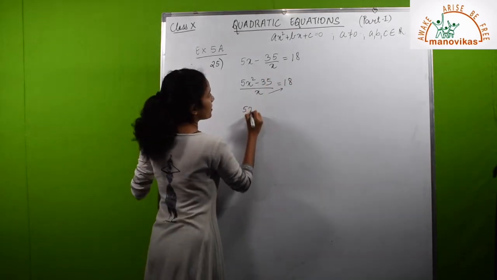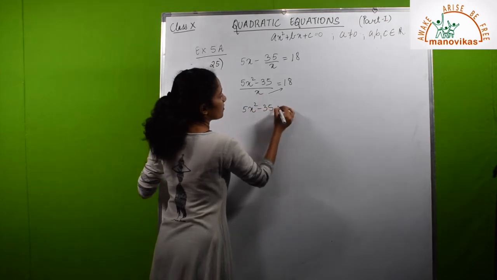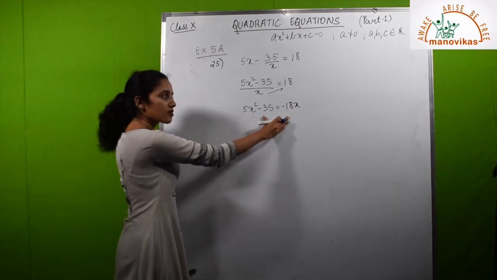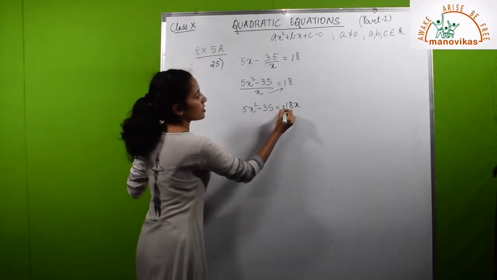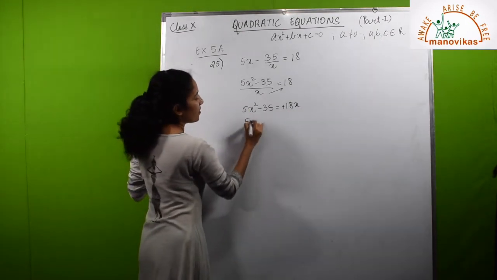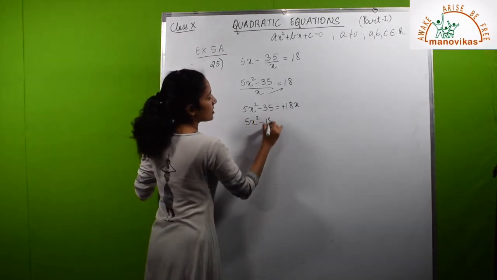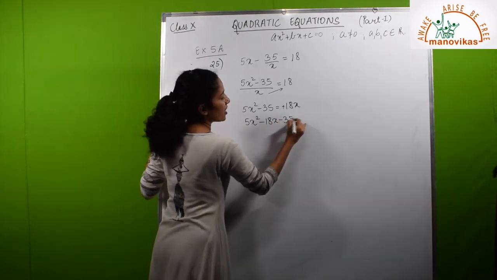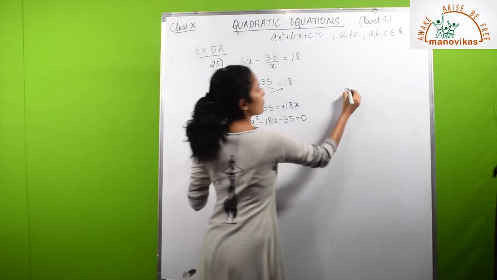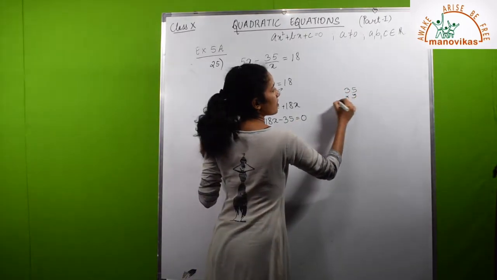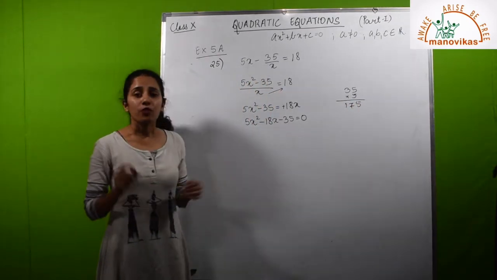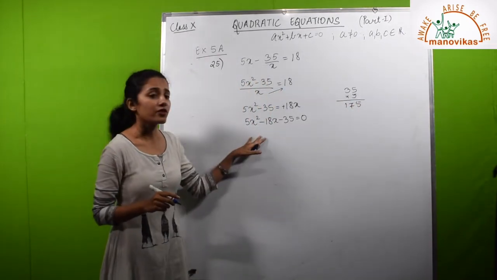So you have 5x square minus 35 is equal to minus 18x. We see that it is still not in the standard form, so we get 18x on the other side. So you have 5x square minus 18x minus 35 is equal to 0. Now you have to find the factors of 35 and 5, which is 175. You can pause the video here and try to do it yourself.